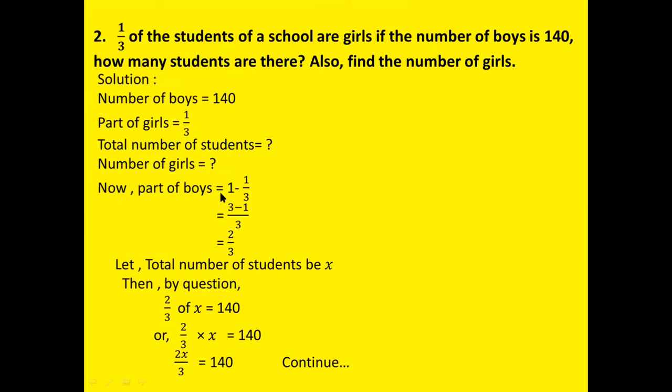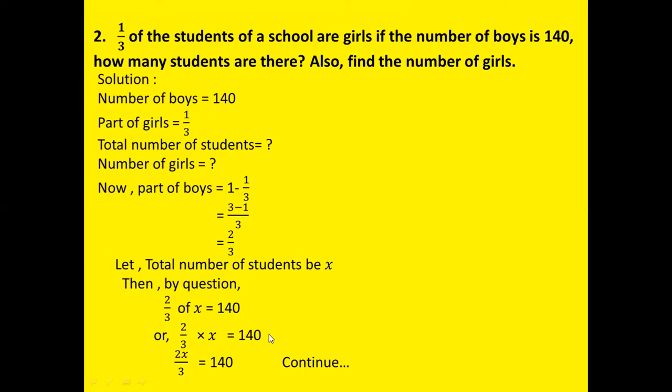Then we know the part of boys. This 1 is the complete one. From complete, if we subtract the part of girls, then part of boys will come. 3 minus 1 by 3, 2 by 3. The total number of students we are supposing x. Then by the question, 2 by 3 of x equals 140, because 2 by 3 means boys, and 140 are also given boys here. That's why they are equal to each other. They are equivalent.